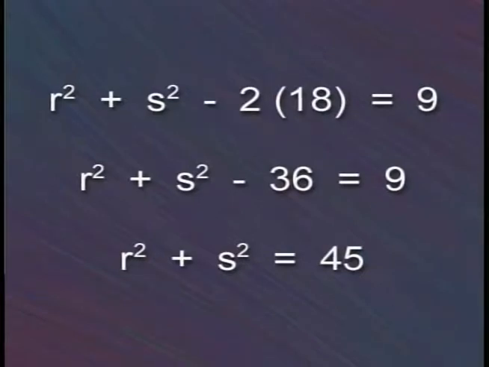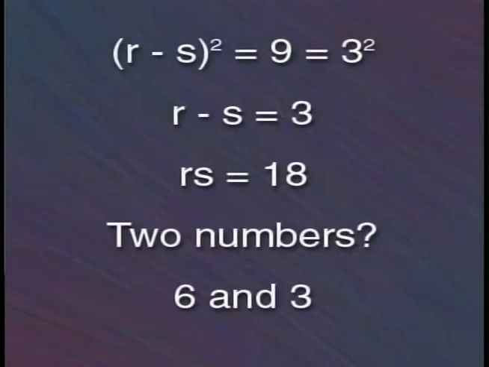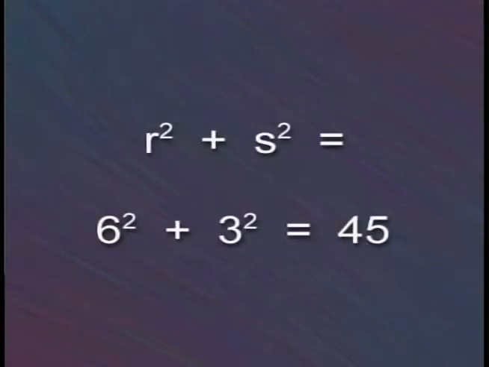There's a second way to approach this problem. We need two numbers whose difference squared is 9, or whose difference is 3. Also, the two numbers have to multiply to 18. Can you think of two integers that meet these conditions? Well, 6 and 3 are possible. 6 squared plus 3 squared also gives us the correct answer of 45. In either case, the correct answer is E.